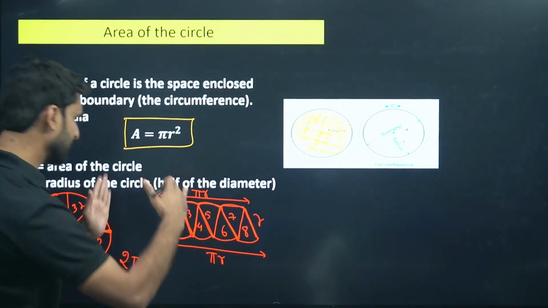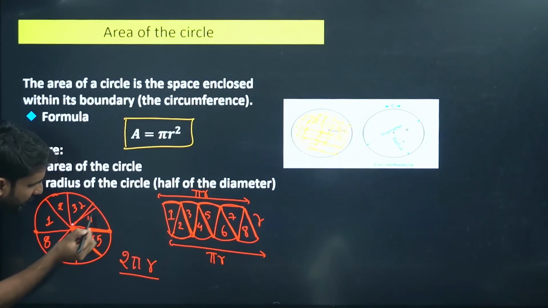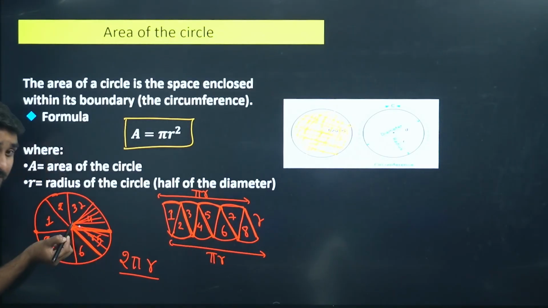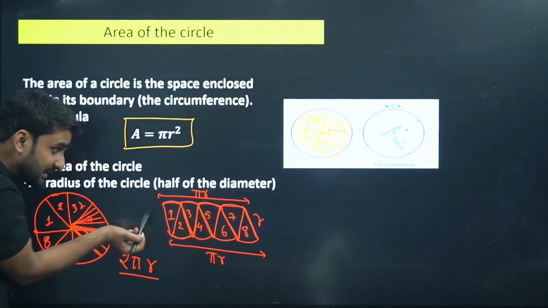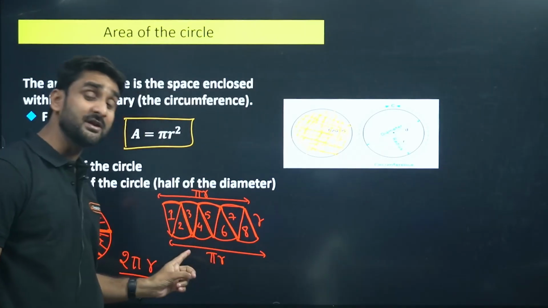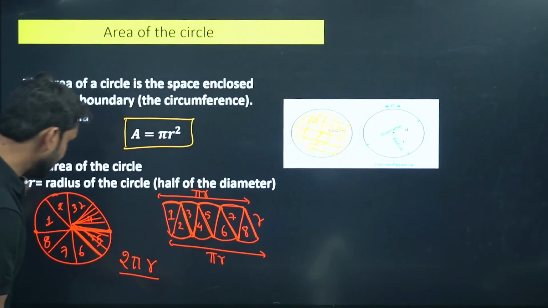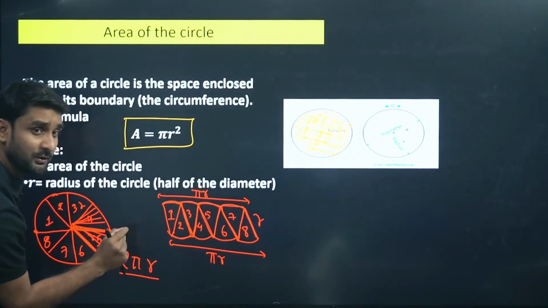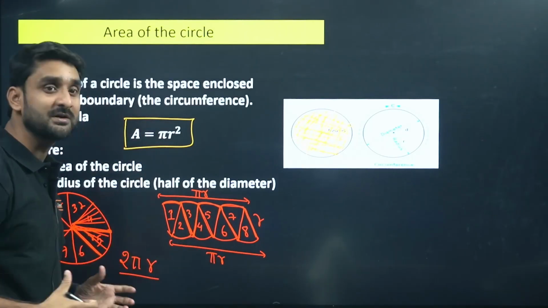I know the diagram is a bit tilted, but if we make very thin slices, the structure that you are observing here will be closer to an accurate rectangle. If you take so many slices, so many sectors, and arrange them in this form, you will feel that the structure is just close to the rectangle.